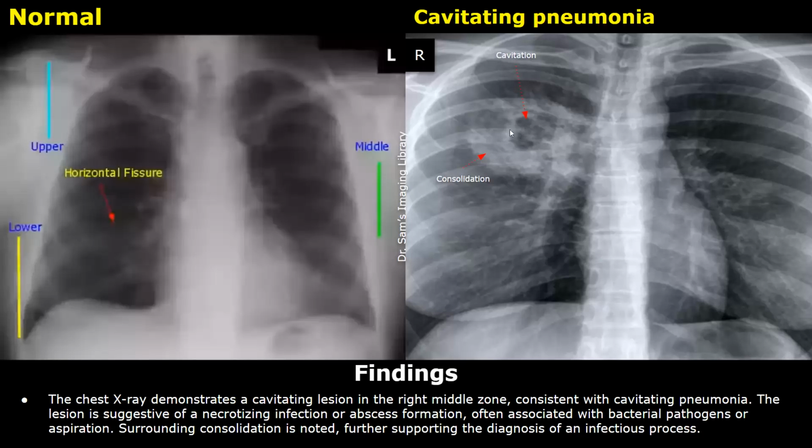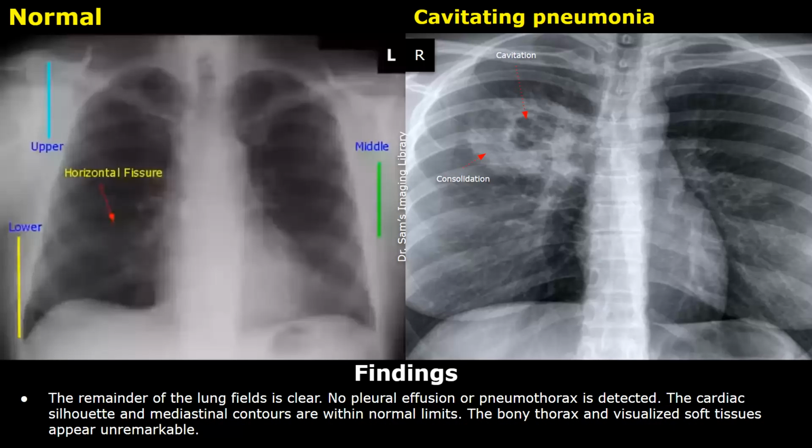The lesion is suggestive of a necrotizing infection or abscess formation, often associated with bacterial pathogens or aspiration. Surrounding consolidation is noted, further supporting the diagnosis of an infectious process. The remainder of the lung fields is clear. No pleural effusion or pneumothorax is detected.